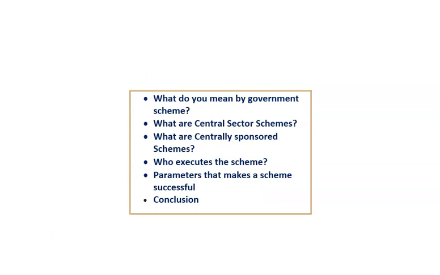Daily in the newspaper we read about some government scheme. So in the first video we will discuss what we mean by government scheme, what are its types, such as central sector schemes and centrally sponsored schemes, who executes the scheme and the parameters that make a scheme successful. So this video will give an overall overview of the government scheme.